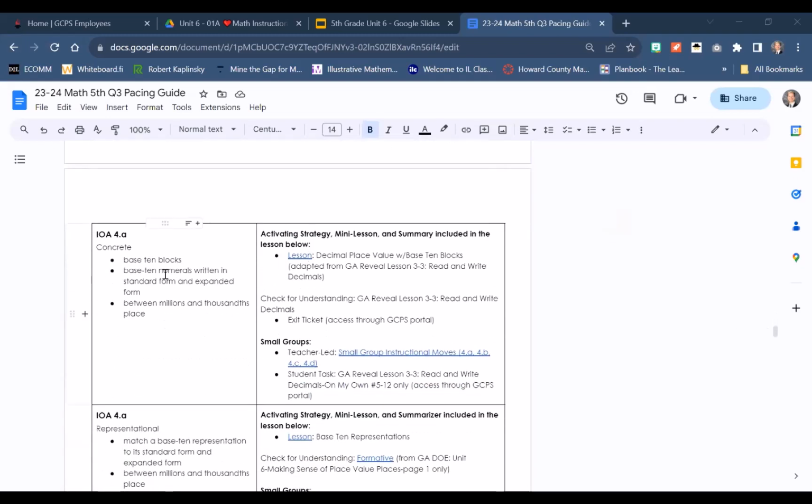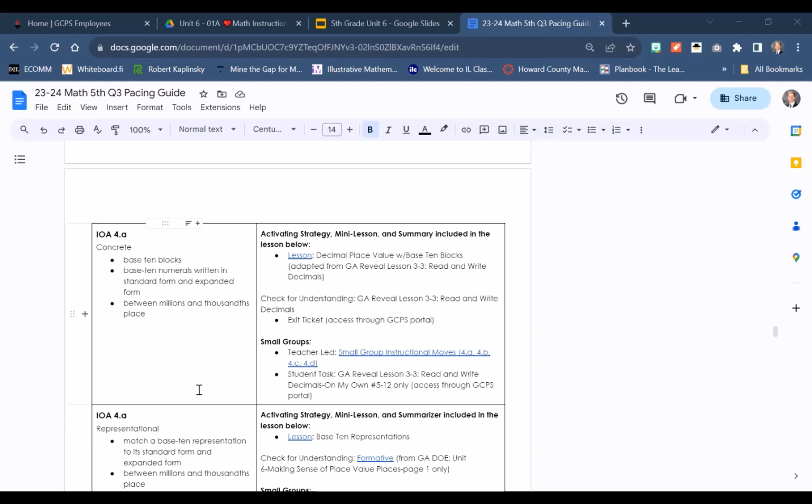Take note of the bullets on the left side of the pacing guide. These show the learning progression of the AKS IOAs for each unit and suggest manipulatives and tools. For Unit 6, you will need base 10 blocks and/or place value discs. Place value charts and decimal grids have been linked into specific resources on the pacing guide.